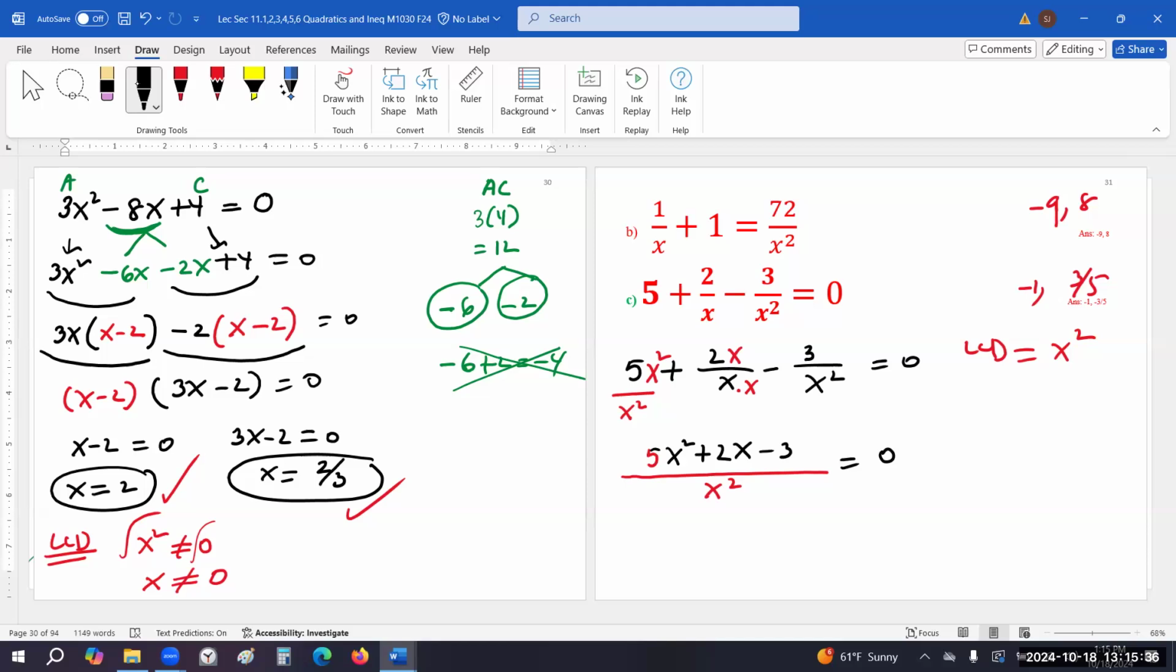So we combined our numerator, but it's time for the denominator to go out. The left side and the right. We're going to multiply x squared on both sides. So the denominator gets kicked out. 5x squared plus 2x minus 3 equals 0. And now we are happy because this is a quadratic equation.